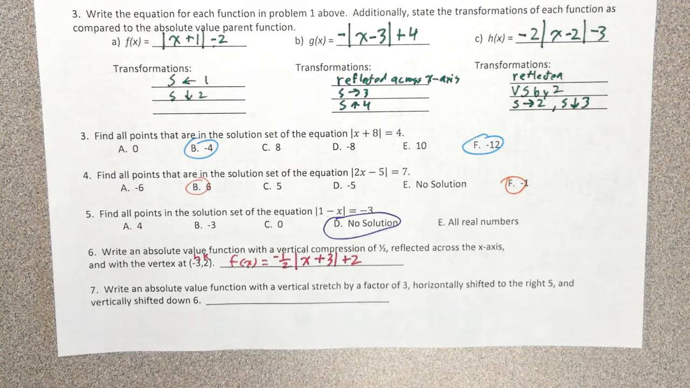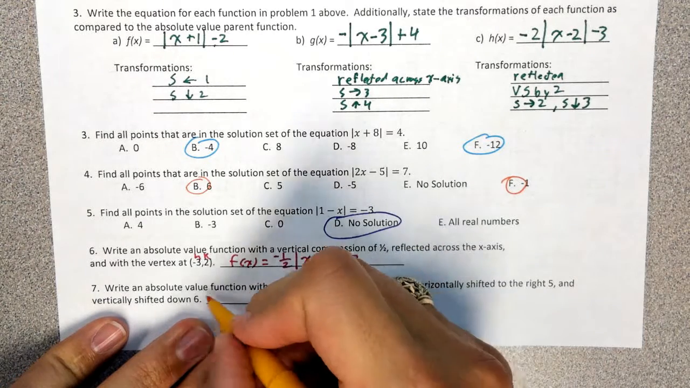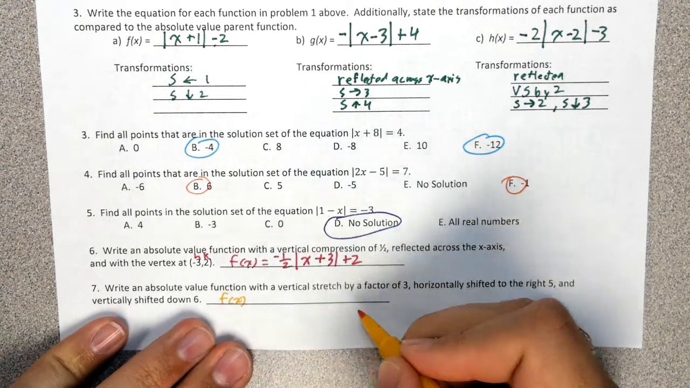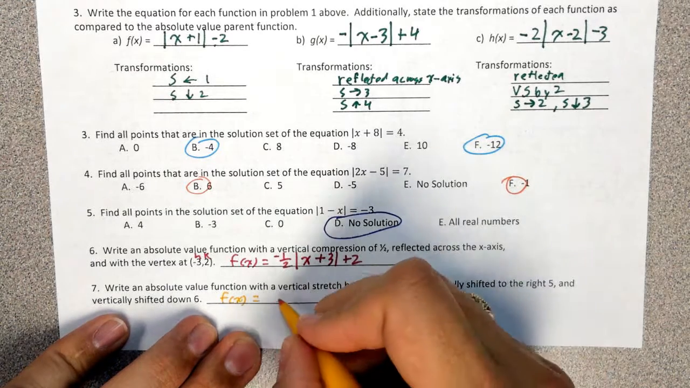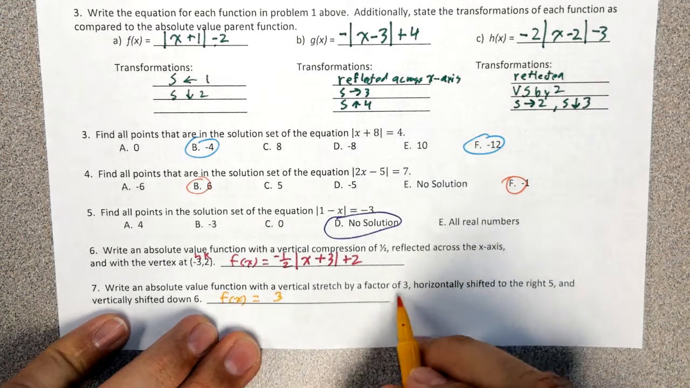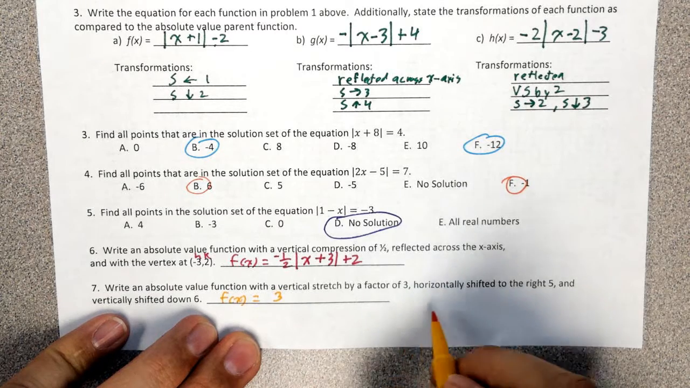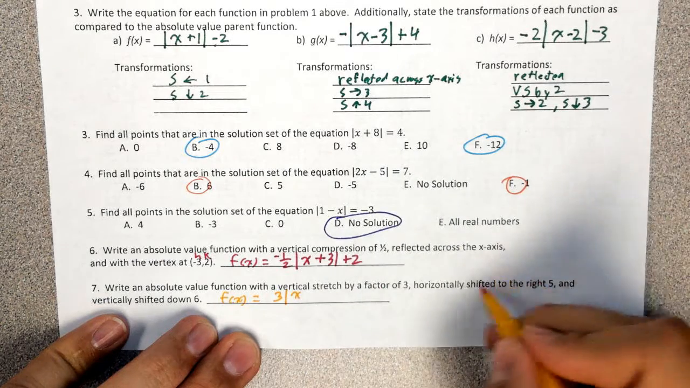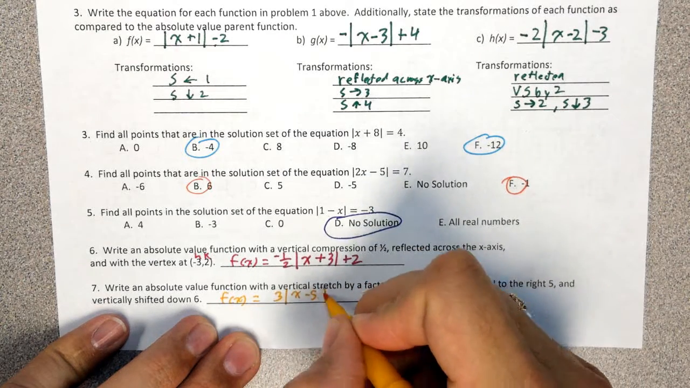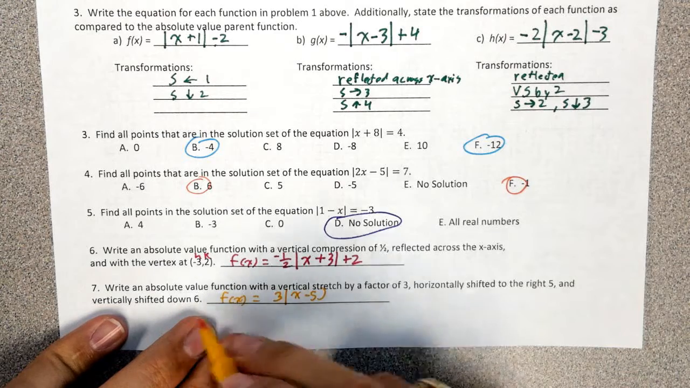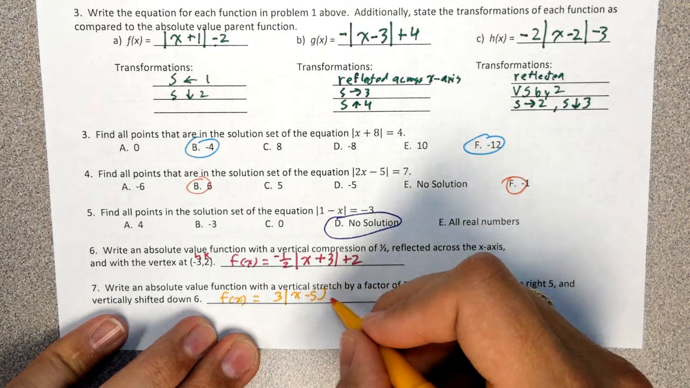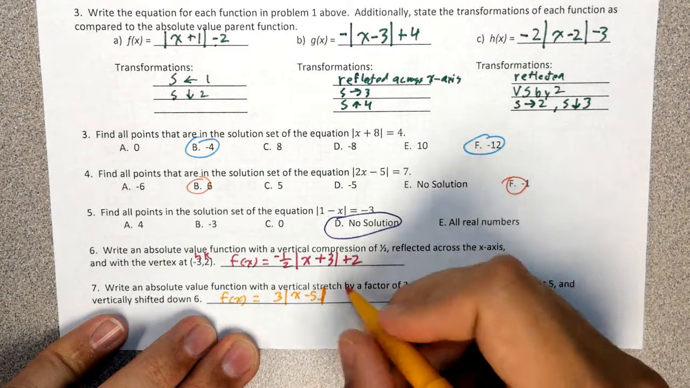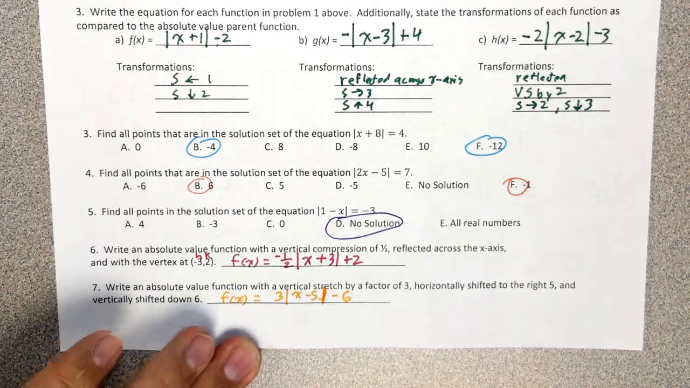Last one on this page, write an absolute value function with a vertical stretch of a factor of 3. Okay, vertical stretch, so we have f of x equals the vertical stretch outside and in front, a factor of 3. Horizontally shifted to the right 5. That means inside, right would be negative 5. And vertically shifted down 6. That's an absolute value function. Just like that.